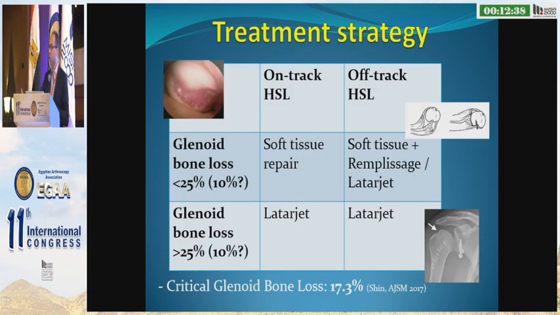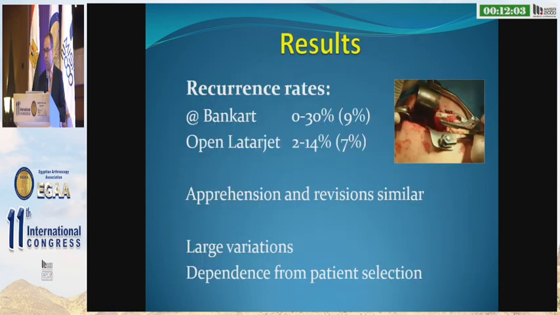And what's the importance of this? If you have an on-track lesion and a minor glenoid bone loss, whether that's below 25% or 10% or 17%, as some authors say, that's another story and a different discussion, then probably going for a soft tissue repair or simple Bankart could do the job. But if you have an off-track lesion, you should add something else. Perhaps a remplissage will be needed. On the opposite side of the spectrum, if you have a major glenoid bone loss, then some sort of bony augmentation, like the Latarjet, is mandatory.